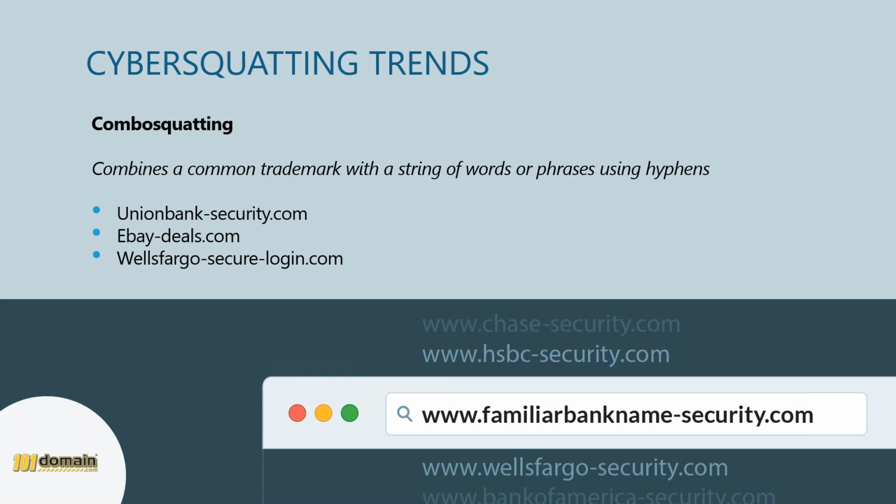Another trend is combo squatting. I'm sure that you've probably seen this, if hopefully you're used to hovering over links in your email before you click on them. And when you see in the lower left-hand corner unionbank-security.com, that's definitely something you would want to question. It's very easy to buy a domain with these hyphens in them, and they are not always caught by the brand's monitoring system. And so it's very easy to set up a phishing site with something like this.